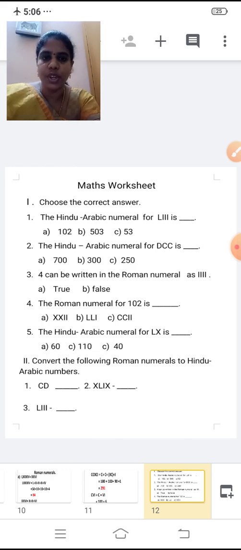Convert the following Roman numerals into Indo-Arabic numbers. First one CD, second one XLIX, third one LII. Finish the worksheet, children.